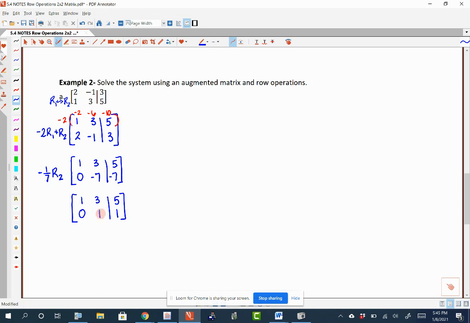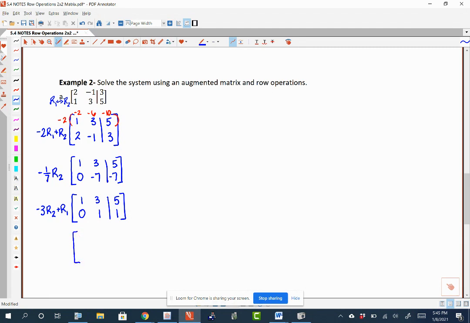Last thing I need to do in my column, once I've got my 1, is create my zeros. So I need this 3 to become a 0. In order to create zeros, I have to multiply the 1 in the column by the opposite of my number. The opposite of 3 is negative 3. I need to multiply row 2 by a negative 3 so that I can combine it with row 1 to get my 0. So again, remember that row 1 is the one that's changing. So that's why it's written second.